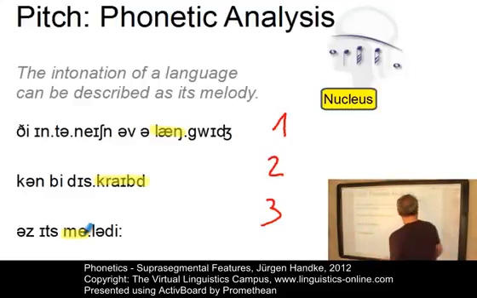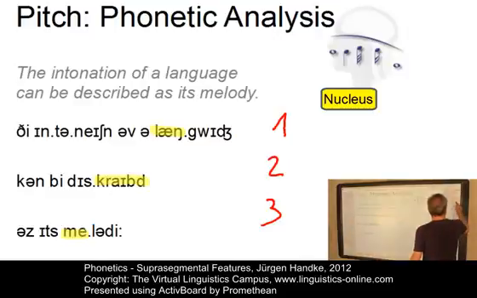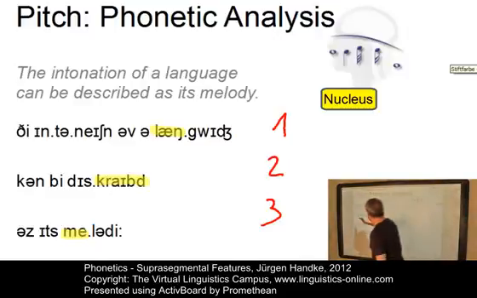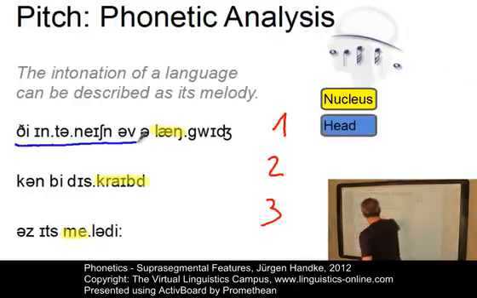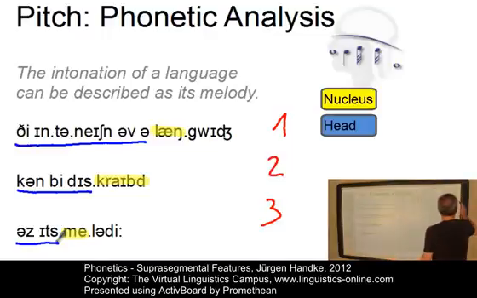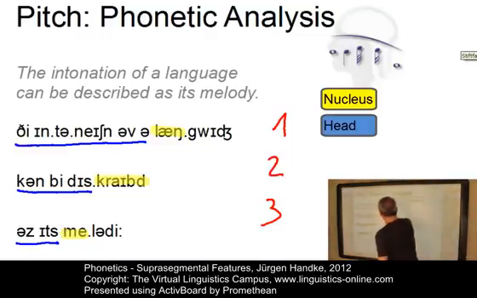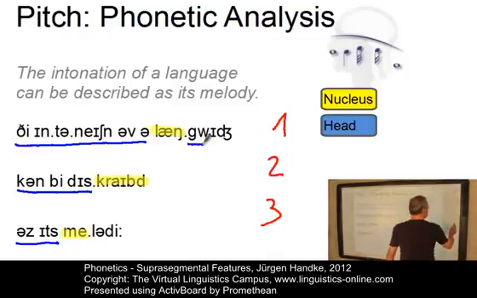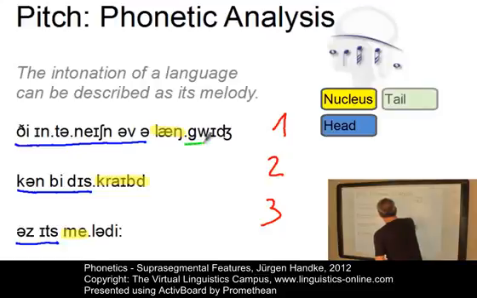The syllables preceding the nucleus are referred to as the head, indicated in blue, and the syllables that follow the nucleus are referred to as the tail, indicated in green.